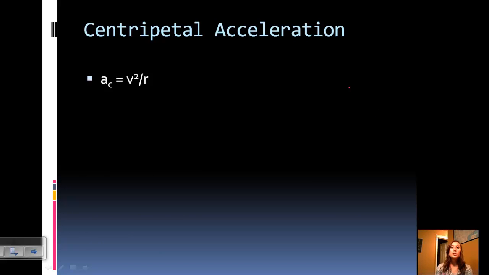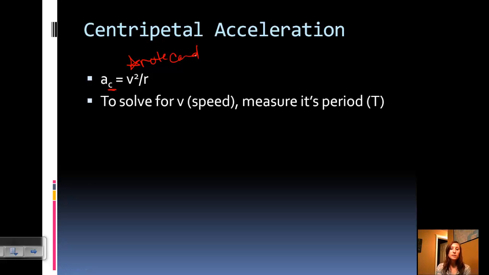Okay, so let's talk a little bit about how to calculate this. So centripetal acceleration, we're going to use a small c to indicate centripetal, and this is equal to v squared over r. So I would put this on your note card for chapter 6. So this is what we're going to use, and whenever you have something traveling in a circle, this is the acceleration.